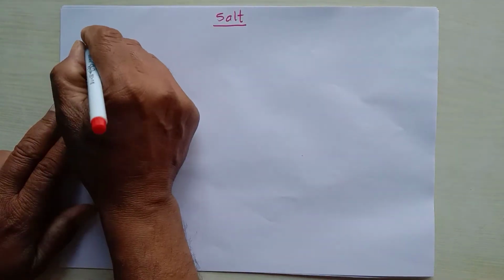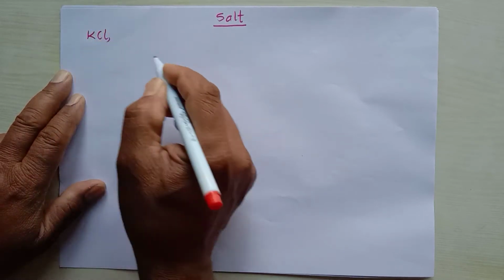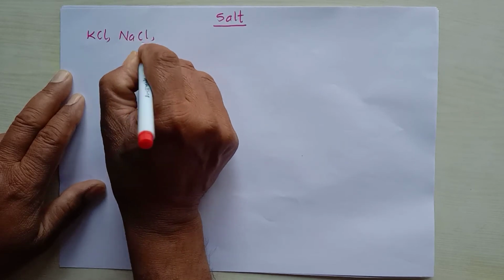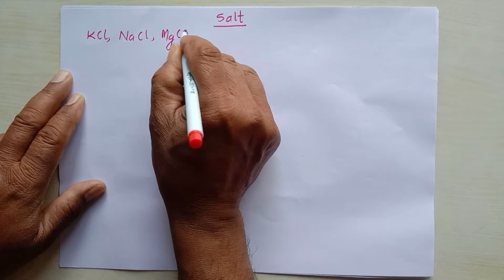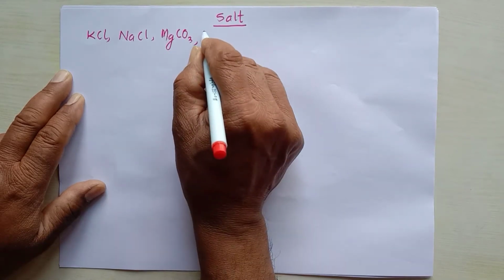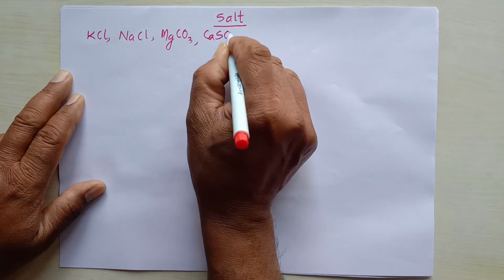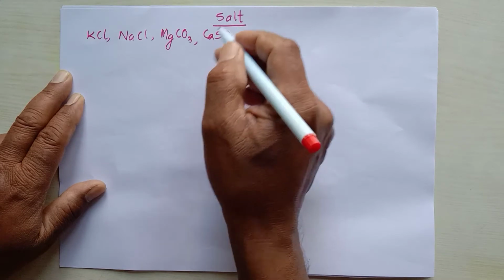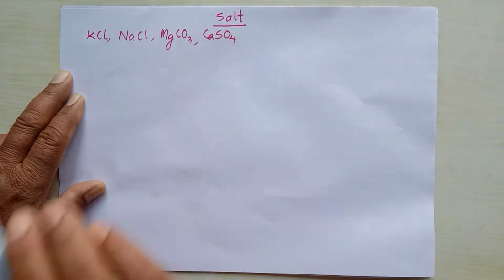There are many salts. Just for example, potassium chloride. In the same way, sodium chloride. There are others also, magnesium, not only chloride. There is carbonate also. And calcium: there is not only carbonate, sulfate also, chloride, sulfate, carbonate, bicarbonate, etc. Whenever they combine with a metal, then they form salt.